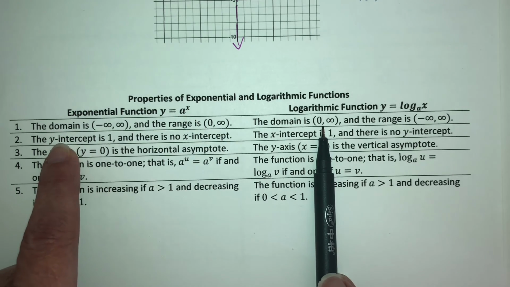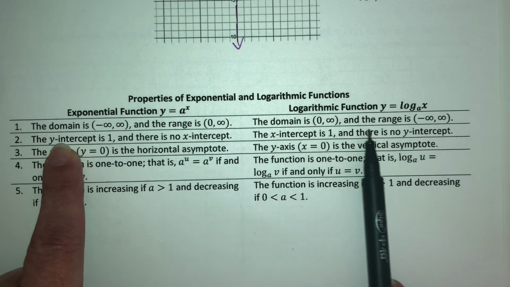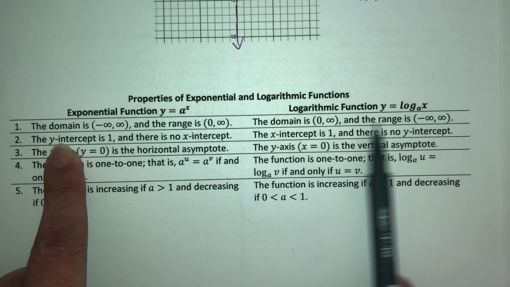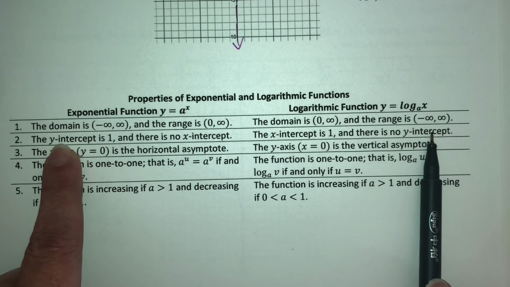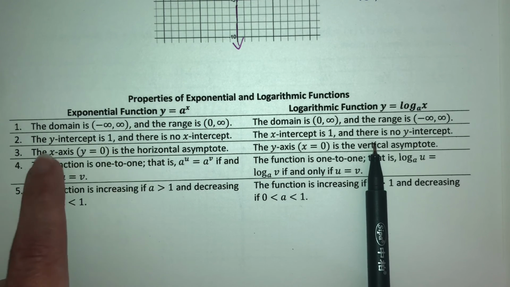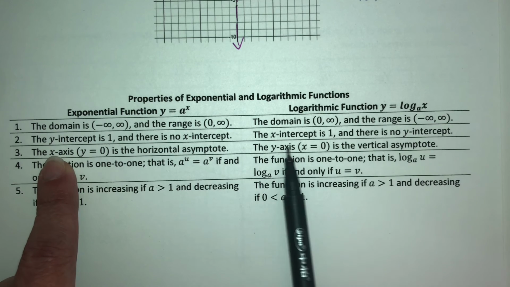Your y-intercept is 1 for an exponential. And there is no x-intercept, and here they are reversed as well. Your x-intercept is 1, and there is no y-intercept. We talked about how the exponential has a horizontal asymptote at the x-axis, and your logarithm has a vertical asymptote at the y-axis.